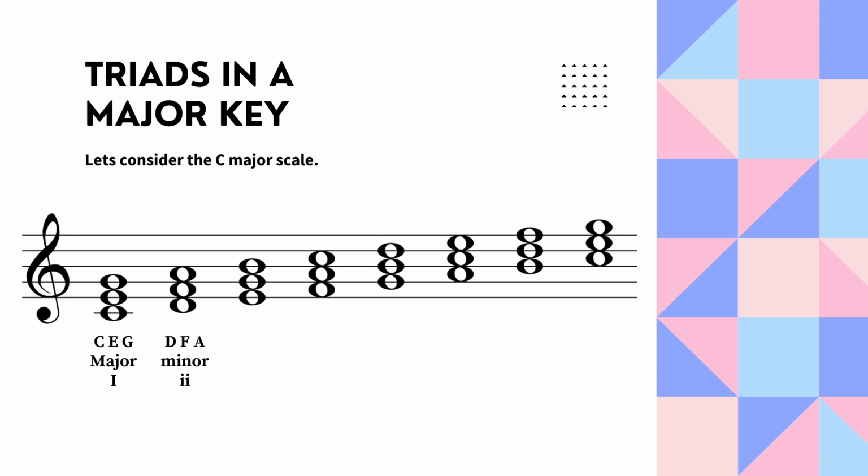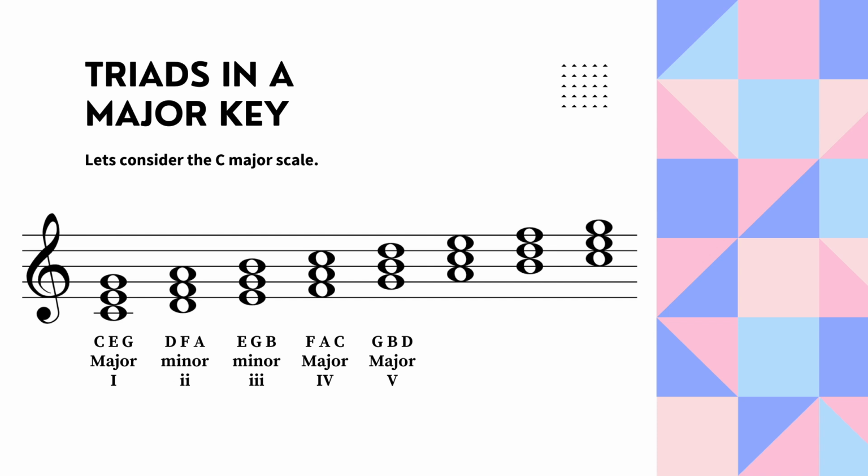Similarly to Roman numeral 2, the triad built off of scale degree 3 in C major is E-G-B, the E minor chord. Because it is a minor triad built off of scale degree 3, it will be represented by a lowercase Roman numeral 3. The fourth and fifth scale degrees, F and G, make the F major and G major chord. Because the chords are major, they will be represented by Roman numerals 4 and 5, respectively.